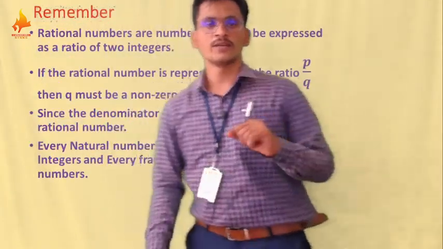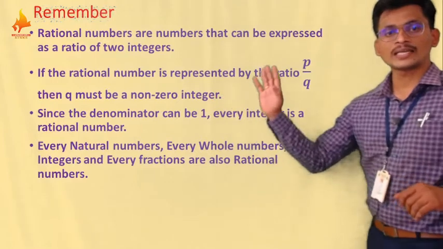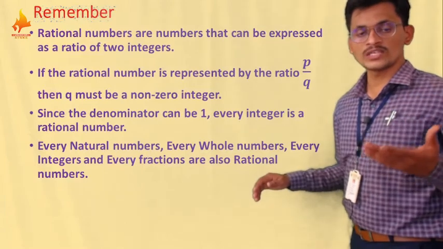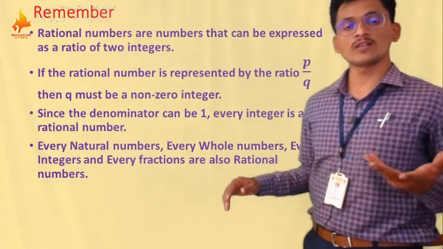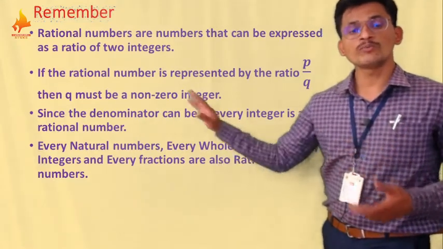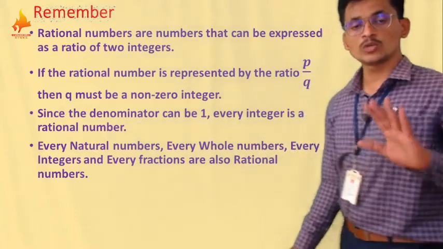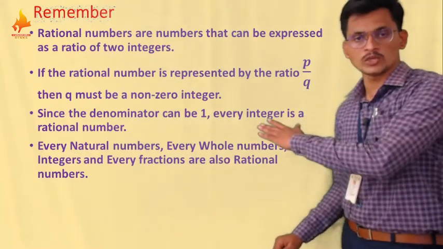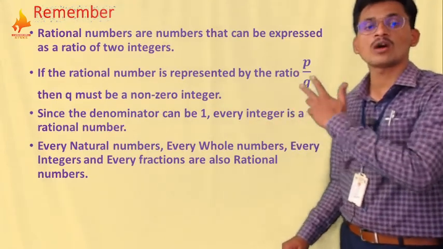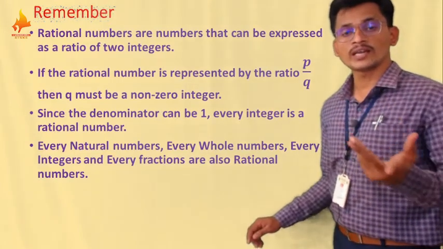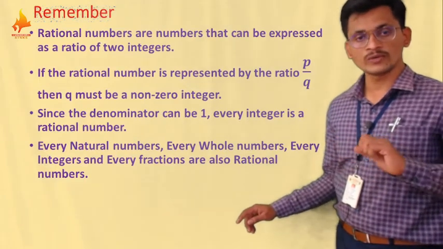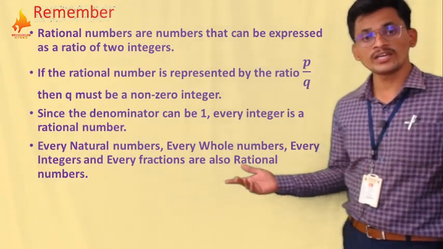Rational numbers are numbers that can be expressed as a ratio of two numbers, as p upon q, meaning p is to q. If a rational number is represented as p by q, then q must be non-zero. If q becomes 0, the value of p by q becomes infinity or not defined. So the denominator can be 1, as 1 is not equal to 0 and 1 is also an integer.